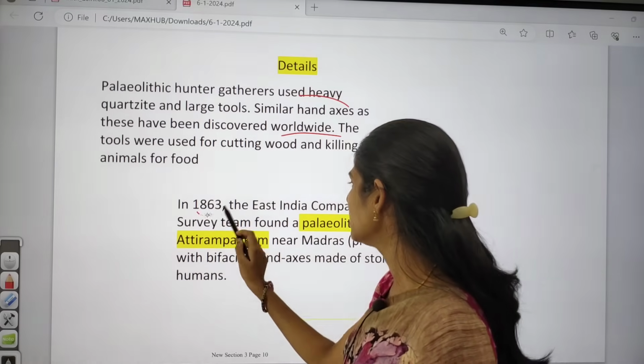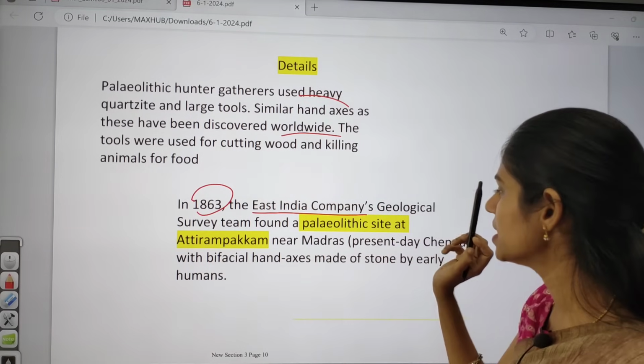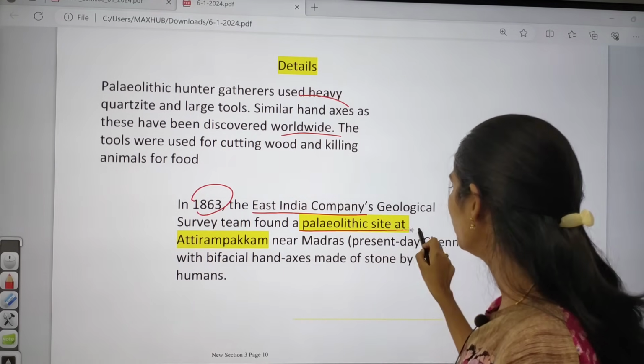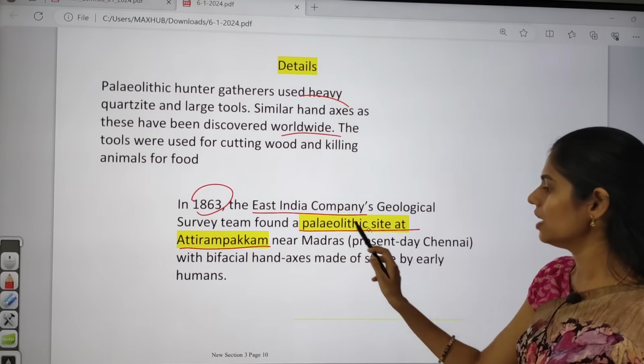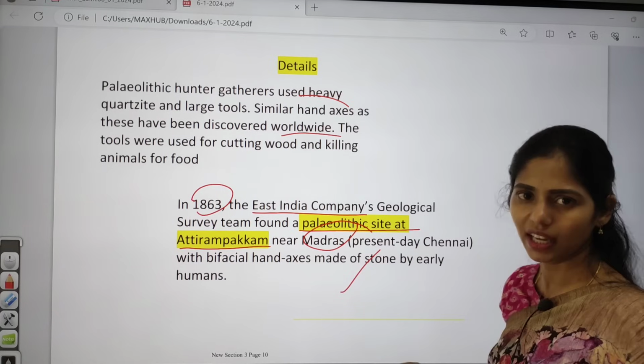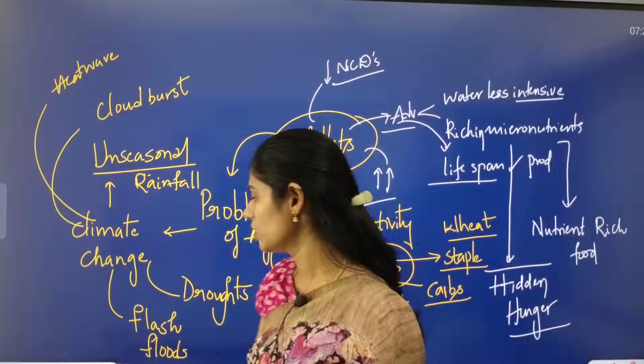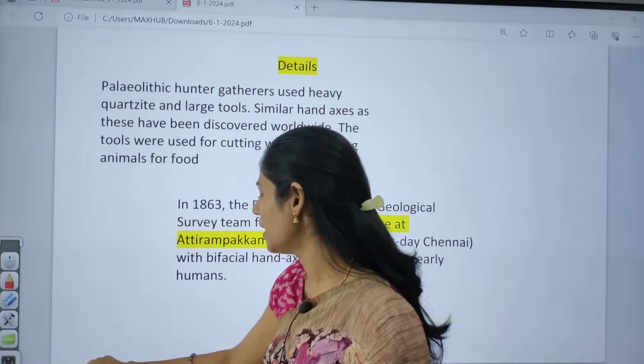In 1863, the East India Company's Geological Survey team found Paleolithic sites at Attirampakam near Madras, and that culture is called Madrasian culture. Today also we call that Madras culture.